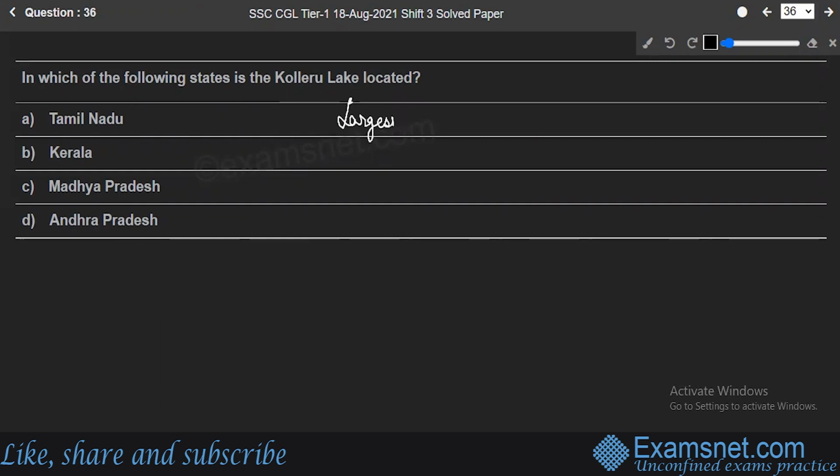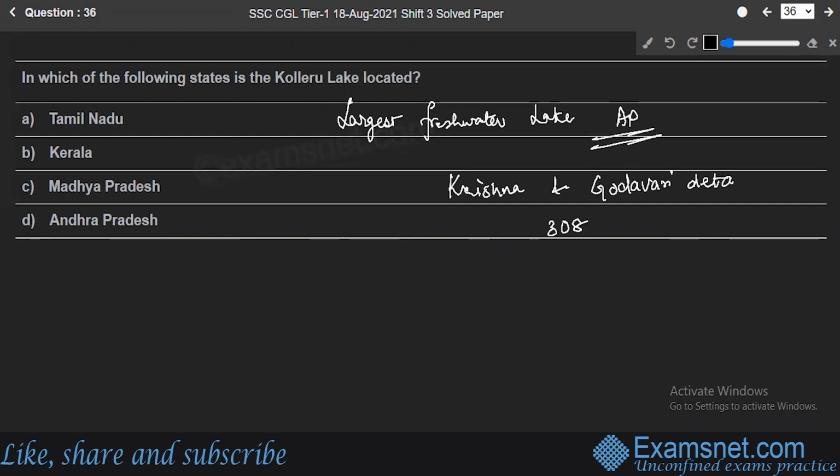Largest freshwater lake and is located in Andhra Pradesh. Kolleru is located between the Krishna and Godavari Delta and covers about 308 kilometers square. The lake serves as a natural flood balancing reservoir for these two rivers. It forms the largest shallow freshwater lake in Asia. So, option D is the correct answer to the question.